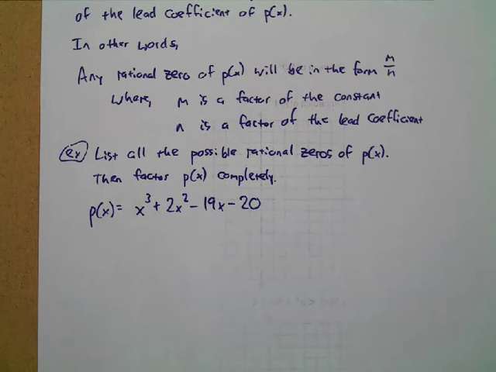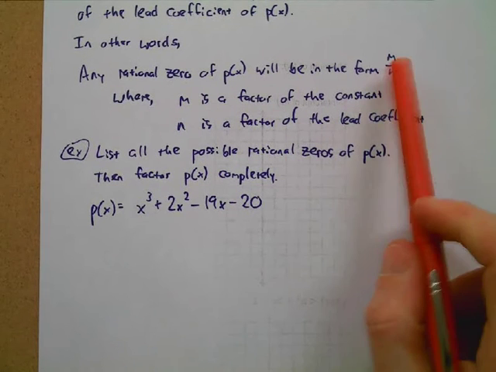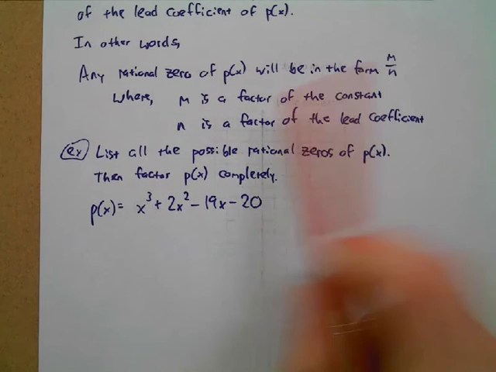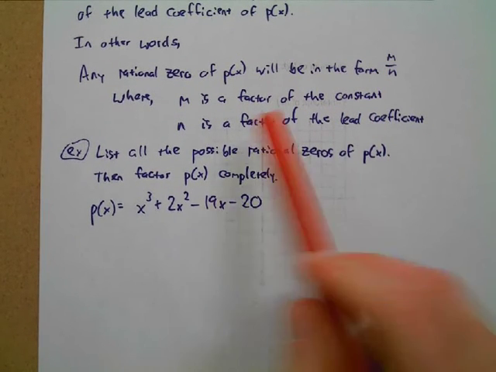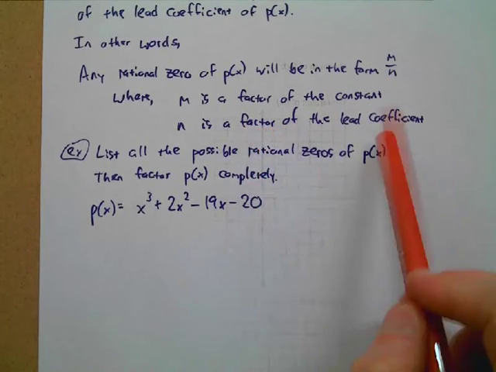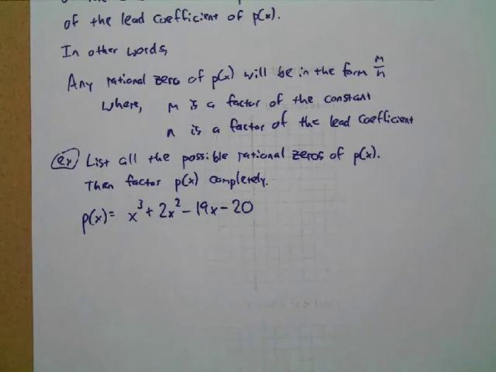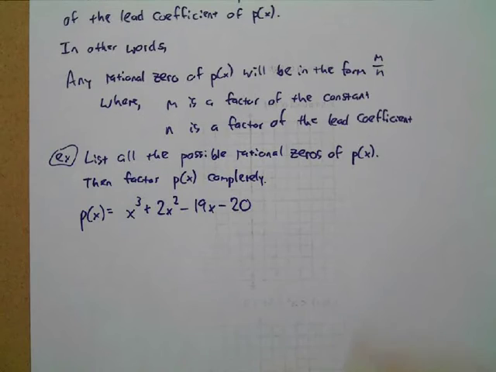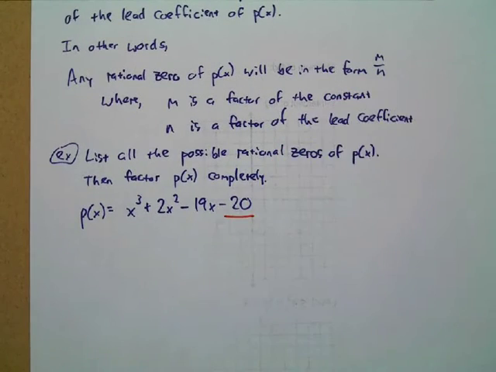So again, we're going to need to identify the constant, okay, because the numerator of our zeros will be factors of that constant. And we also need to identify our lead coefficient because the denominator of our zeros will be factors of that. So what is our constant term here in this polynomial? Carol? -20. Yeah, the negative 20. So there's our constant.